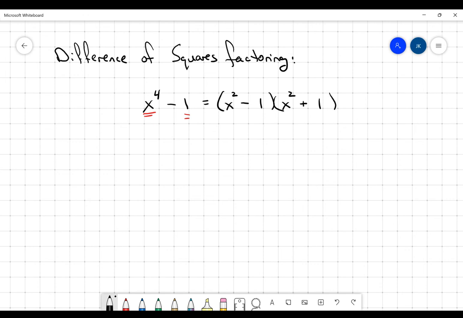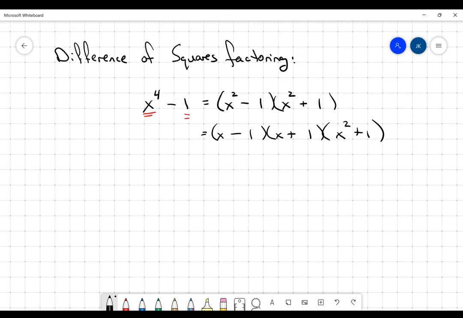But this x squared minus 1, two terms with subtraction in between, yep, I can turn that into a difference of squares. Now, I've still got this x squared plus 1. That was kind of a dead end, so that's going to sit there like that. But here, the square root of x squared is going to be x. Okay? Now, I'm going to put subtraction, put addition, and then the square root of 1 is just going to be 1. And there you go. So this is going to factor down to x minus 1, x plus 1, multiplied by x squared plus 1.